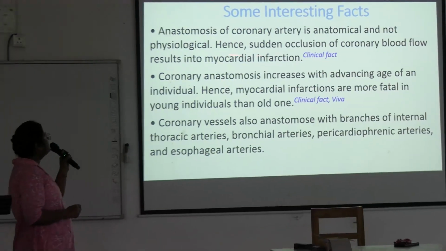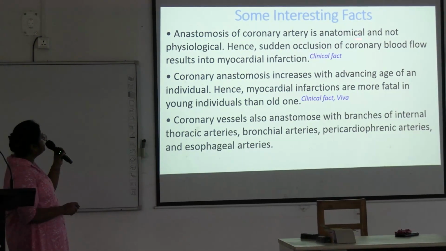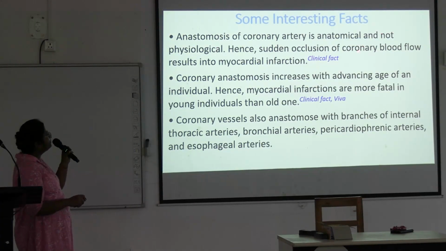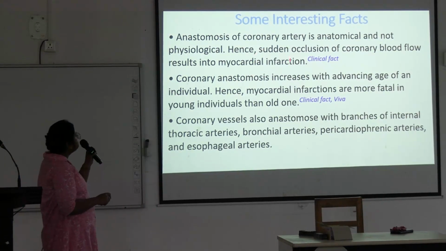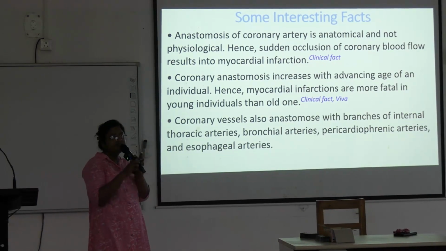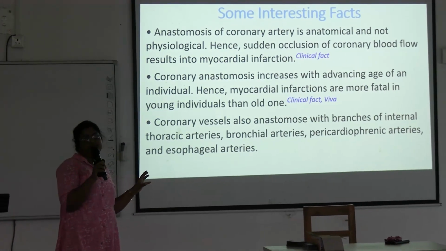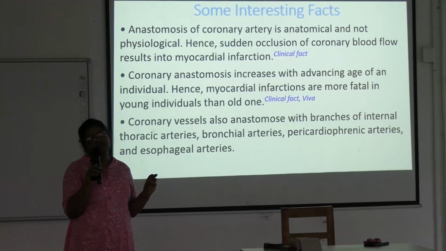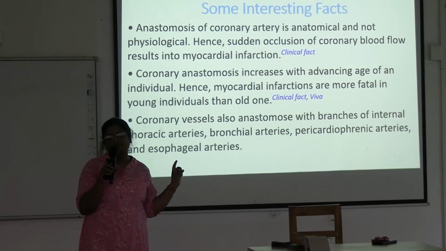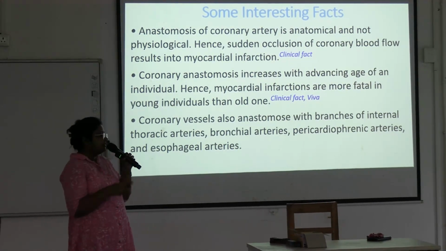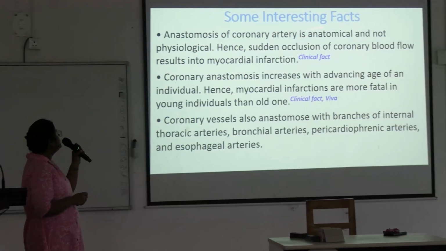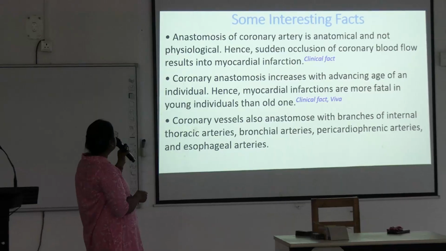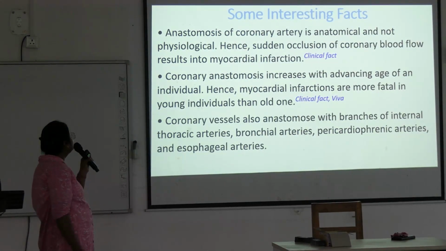Anastomosis of coronary arteries is anatomical and not physiological. Hence, sudden occlusion of coronary blood flow results in myocardial infarction. This is one important explain-why: if there is anastomosis between the branches of two coronary arteries, why does myocardial infarction occur? Because these anastomoses are anatomical but not functional, not physiological.